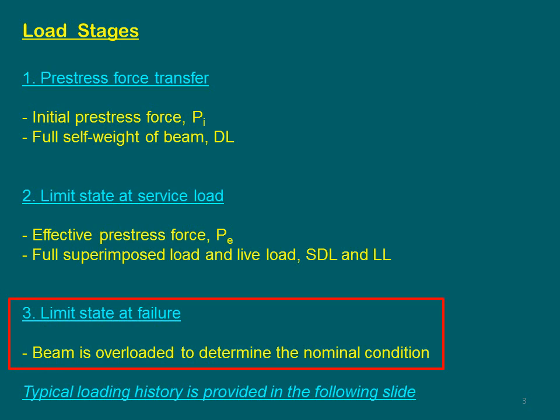So first, right at the pre-stress force transfer, we're going to have the initial pre-stress force, P sub i. Most likely we're going to have the full self-weight of the beam. This is what we call here the dead load. In some cases, dead load is not there because the entire beam or entire double T is going to be sitting on the floor.